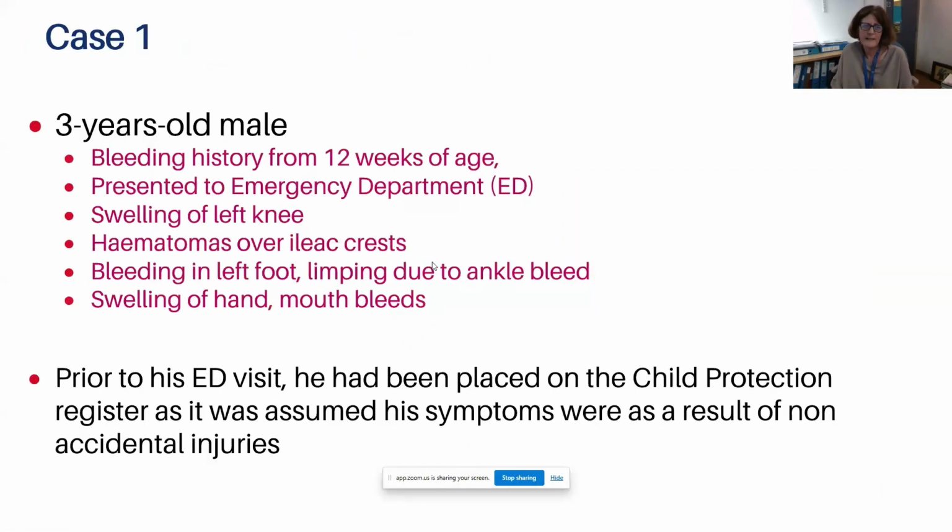So I've got this case here. It's a 3-year-old male. He's got a bleeding history from 12 weeks of age. He came into A&E with swelling on his left knee. He had large bruises over his iliac crest, and he was bleeding into his left foot, limping, and he had an ankle bleed. He also had swelling in his hands and his mouth. But prior to his visit, he'd also been placed under child protection, because they thought his symptoms were a result of non-accidental injuries.